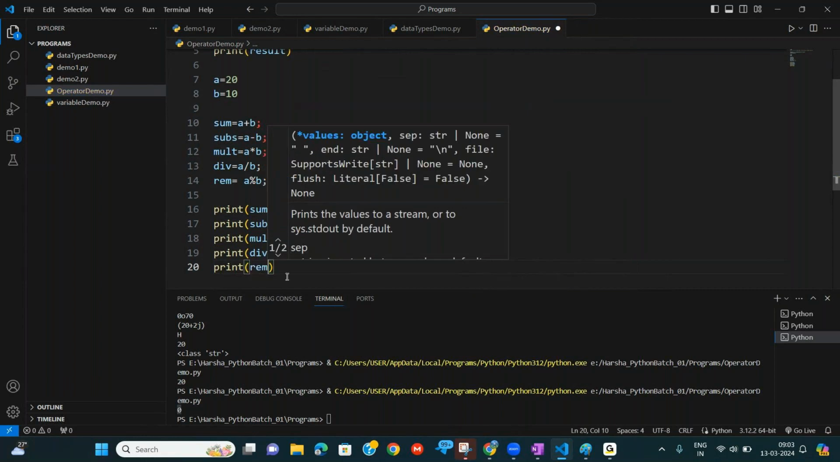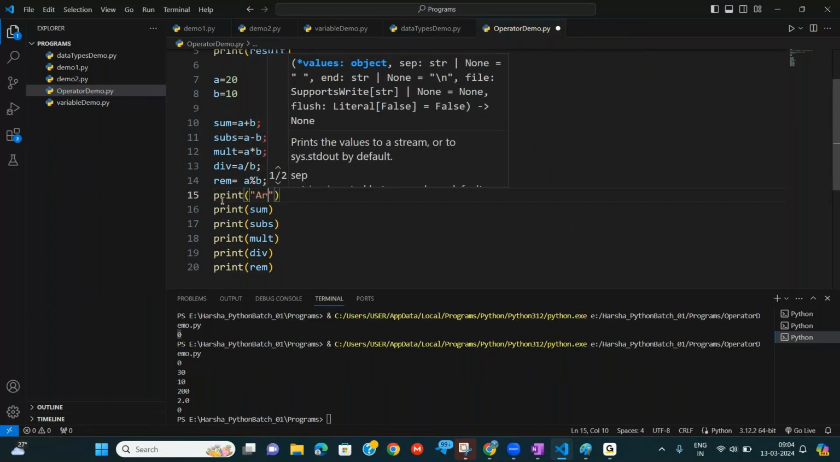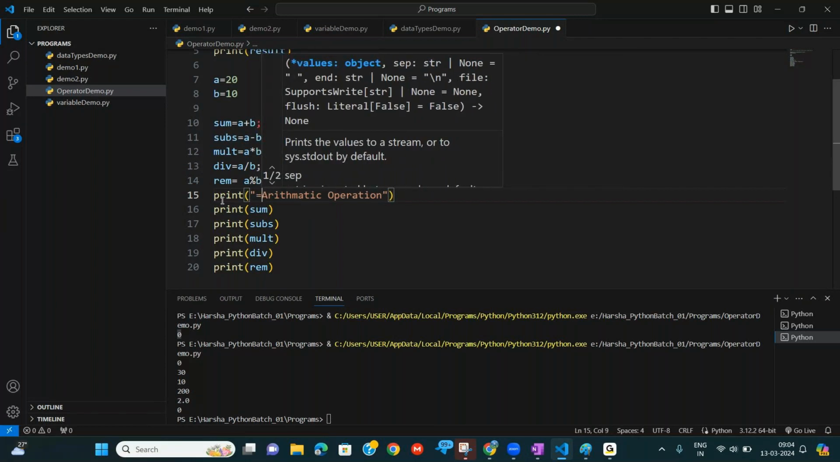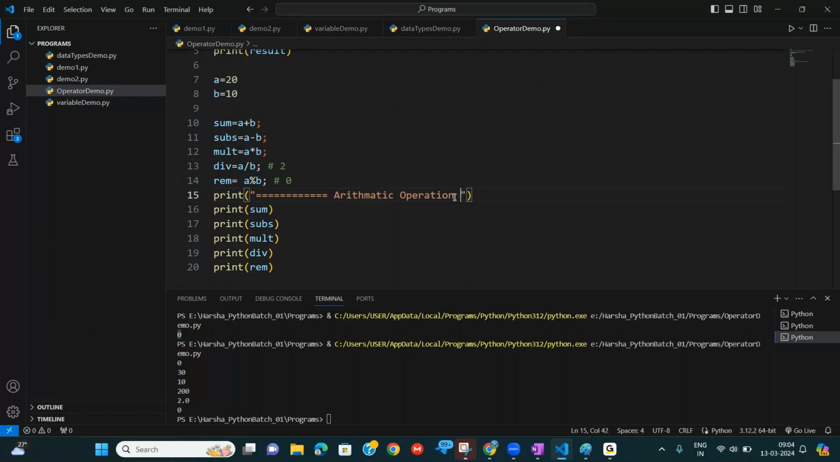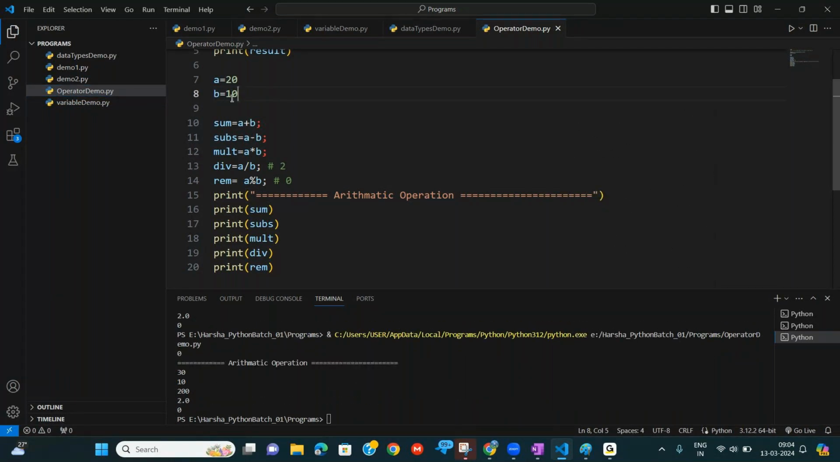If I'm trying to see the output, let's say I'm writing arithmetic operation. So let's see. 20 plus 10, the addition result is 30. 20 minus 10, the subtraction result is 10. 20 into 10, the multiplication result is 200.